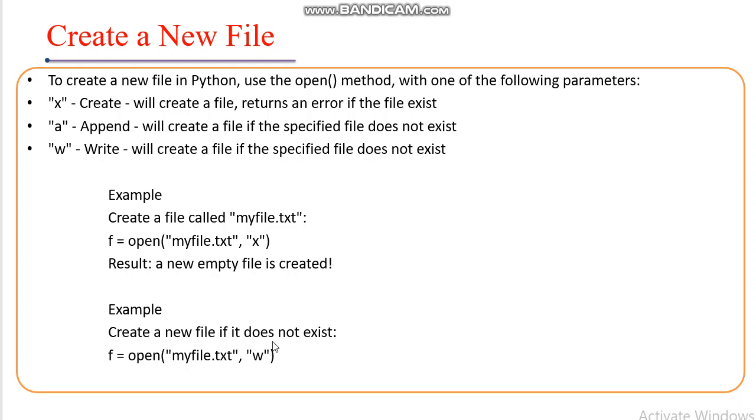Similarly, create a new file if it does not exist: f equal to open myfile.txt w. W will create a file if the specified file does not exist, and then we can write into that file.